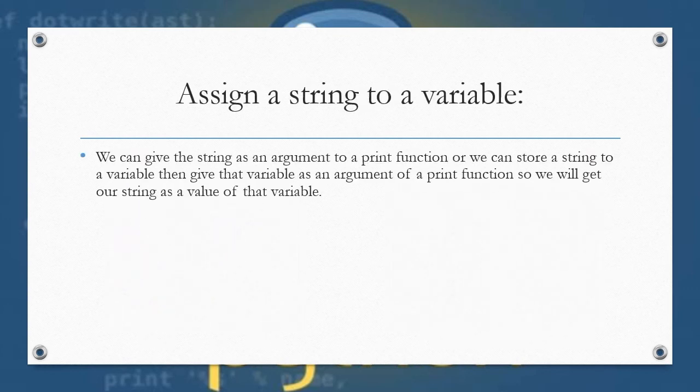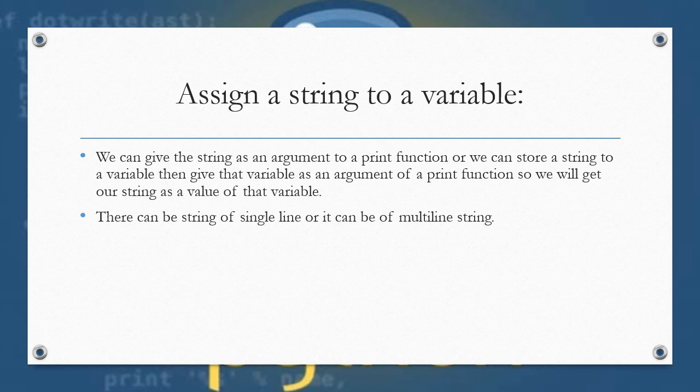Now let's assign a string to a variable. We already did that in a previous practical, but let's learn that in detail. We can give the string as an argument to the print function directly, or we can store a string in a variable, then give that variable as an argument of the print function. So we will get our string as the value of that variable. We can do either of the given two. You can give the string directly to the print function, or you can give that string to a variable and then print that variable. You will get the same output.